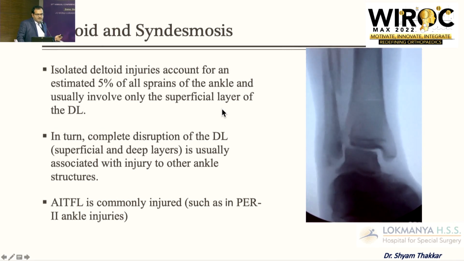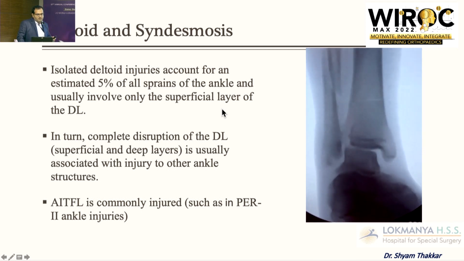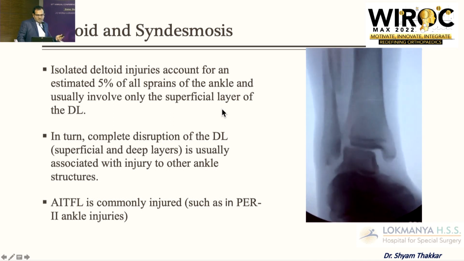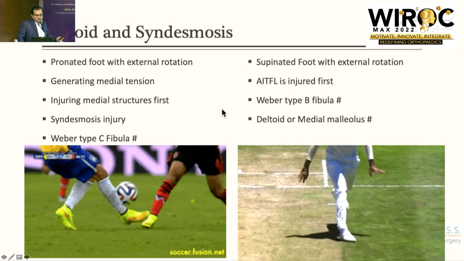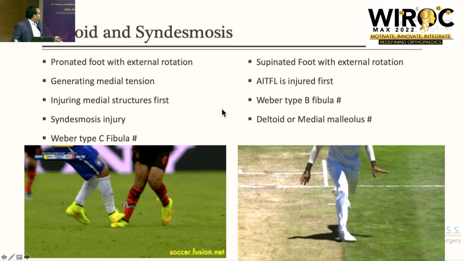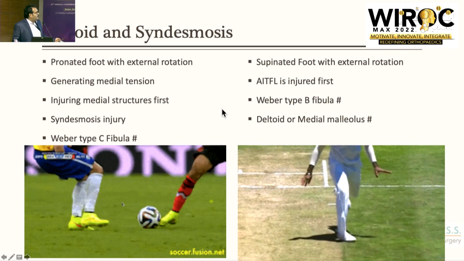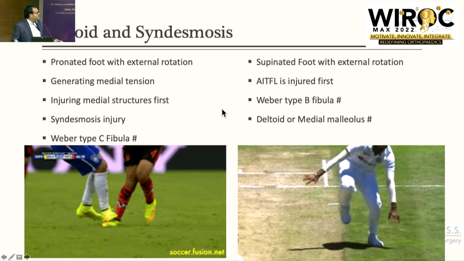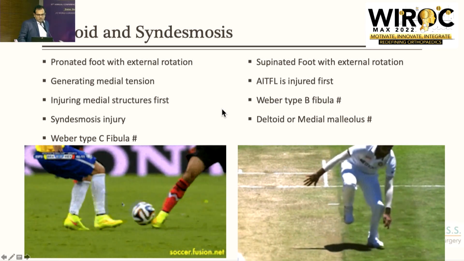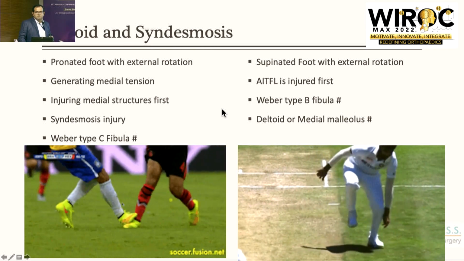So isolated deltoid injuries are very rare, only 5%, and complete disruption of the deltoid is associated with injury to the syndesmosis. Out of them, AITFL is commonly injured. So like I spoke, pronated and supinated foot: pronation external rotation starts with the medial side, goes to the lateral, followed by the type C fibula fracture, and supination external rotation starts with the lateral side first, AITFL, followed by the fibula and the medial malleolus. So in external rotation abduction injuries, both the deltoid and syndesmosis can be injured.